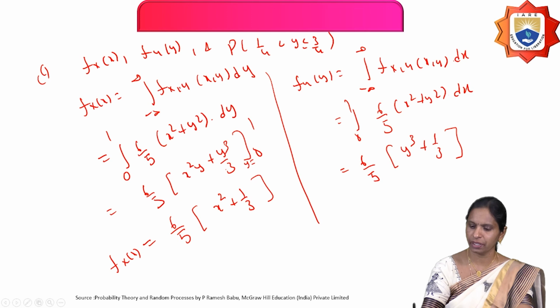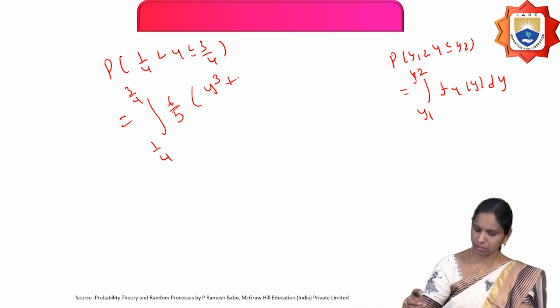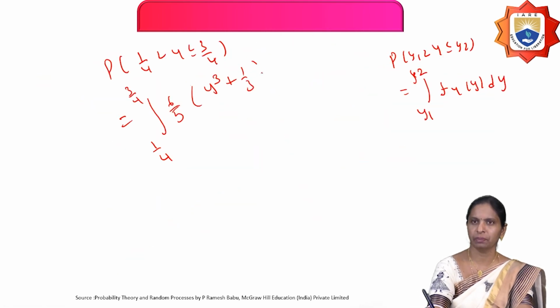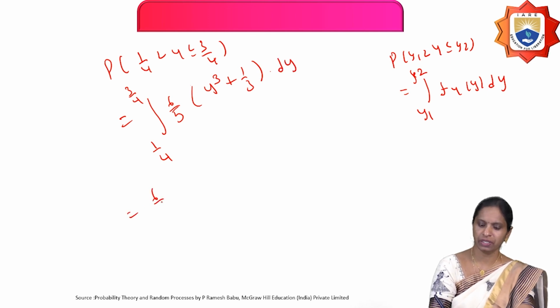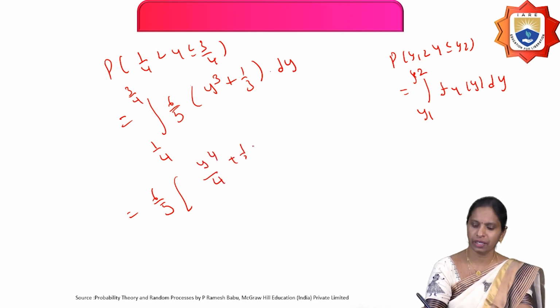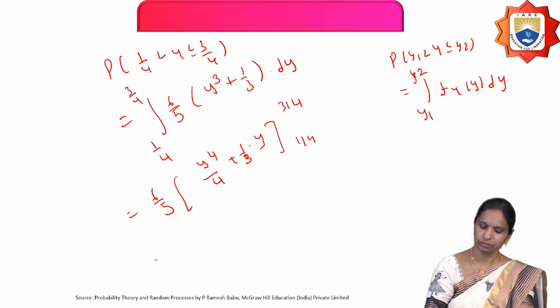What is fy of y here? 6 by 5 into (y cube plus 1 by 3), into what here? dy. So this equals 6 by 5, which is constant. Integration of y cube is what? y power 4 by 4, plus integration of 1 by 3 is what? 1 by 3 into y. What are the limits of y here? 1 by 4 to 3 by 4.